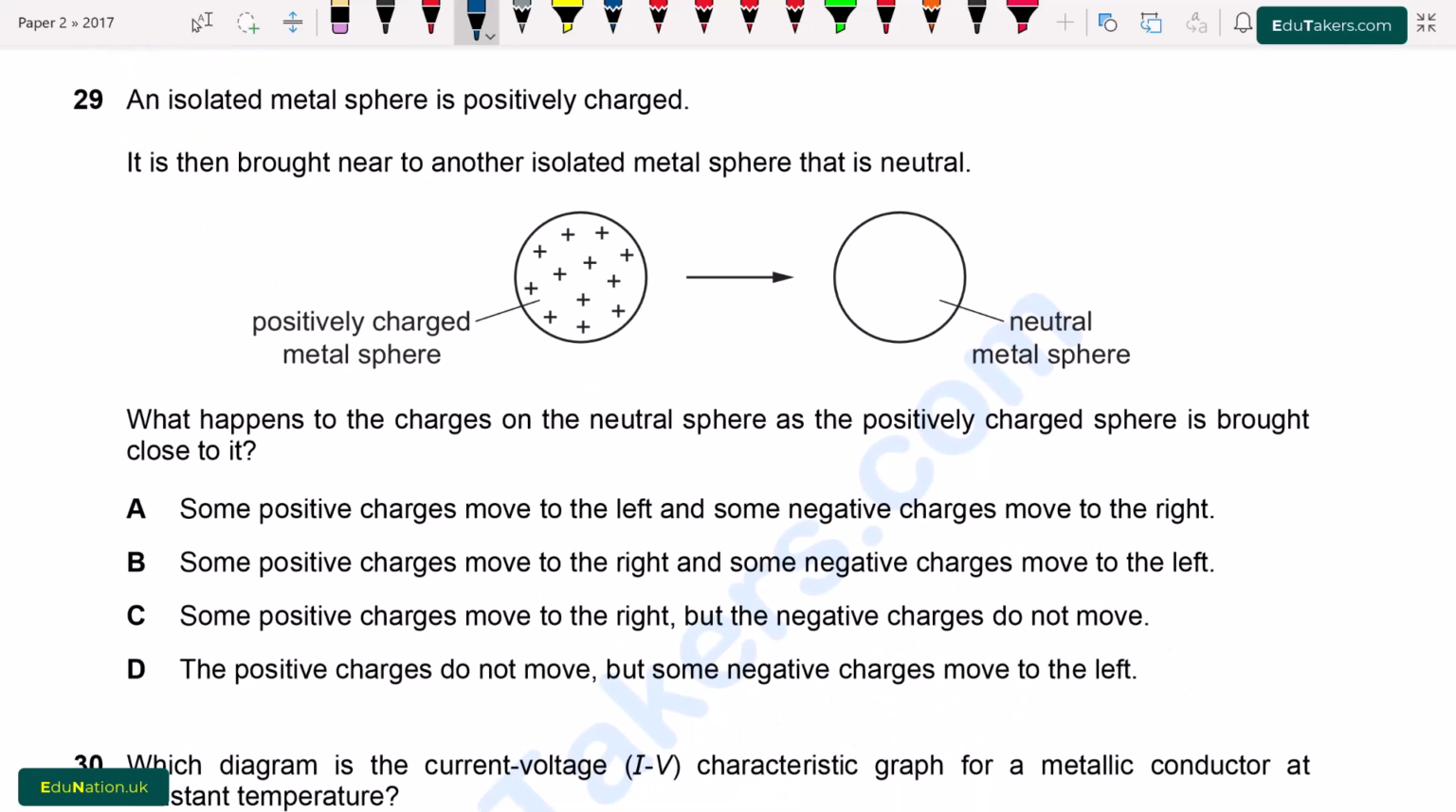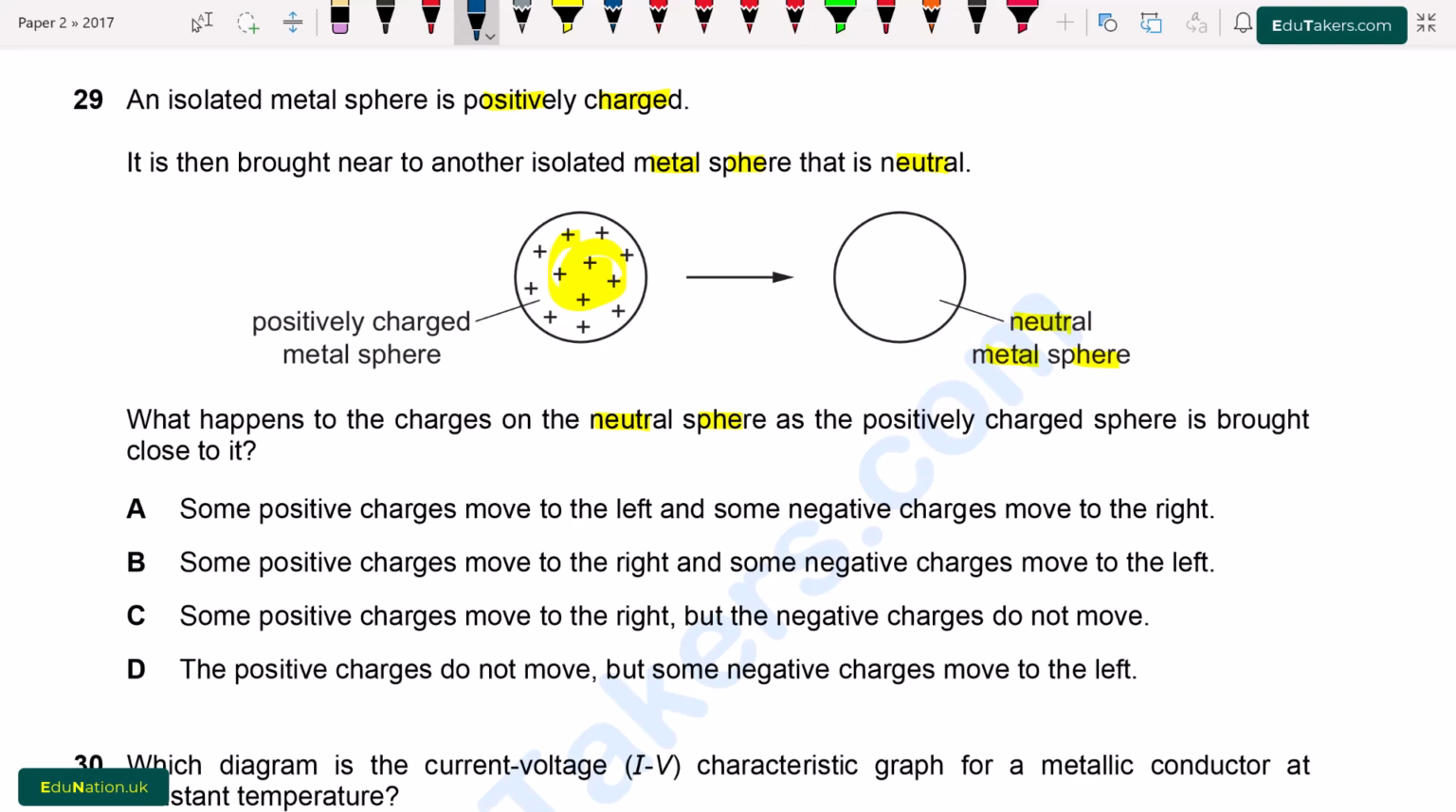Question number 29. An isolated metal sphere is positively charged. It is then brought near to another isolated metal sphere that is neutral. What happens to the charges on the neutral sphere as the positively charged sphere is brought close to it? So here is the positively charged sphere, and when this is brought close to the neutral metal sphere, what happens?